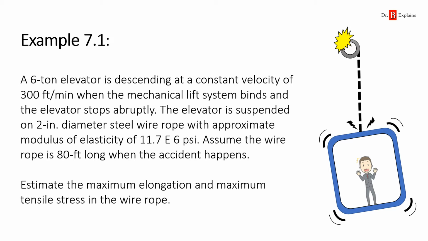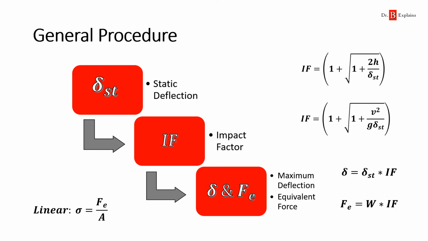The elevator is suspended on a 2-inch diameter steel wire rope with approximate modulus of elasticity of 11.7 times 10 to the 6 psi. We're going to assume that the wire rope is 80 feet long when the accident happens, and we're going to estimate the maximum elongation and maximum tensile stress in the wire rope. Now before we solve it, let's go over the general procedures for solving linear impact problems.